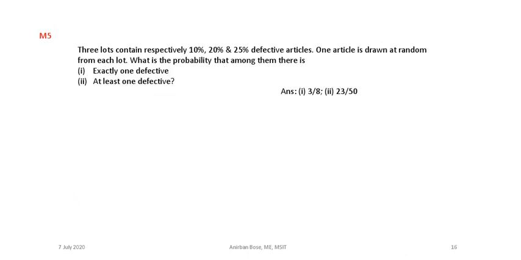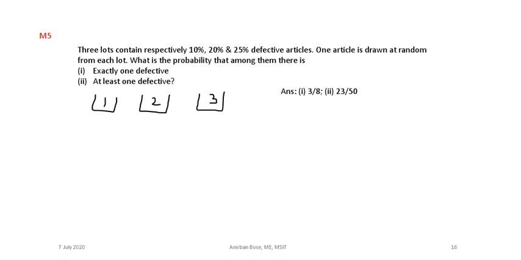now coming to this problem, there are 3 lots containing respectively 10%, 20% and 25% defective articles. One article is drawn at random from each lot. What is the probability that among them there is exactly one defective? Okay, so there are 3 lots. Suppose this is lot 1, this is lot 2 and this is lot 3.